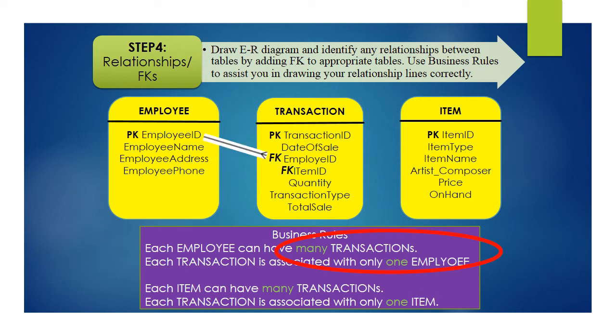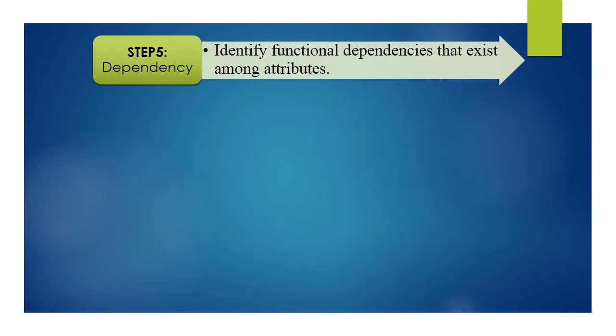Now see if you can look at the business rules for the relationship between the transaction and item table and determine which is the one side and which is the many side. If you said the transaction table is the many side and the item table is the one side, you are correct. Let's take a look at step 5.